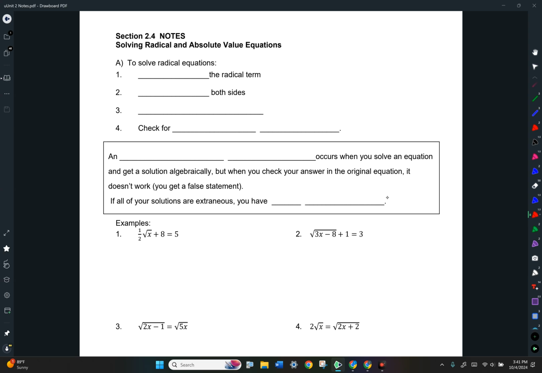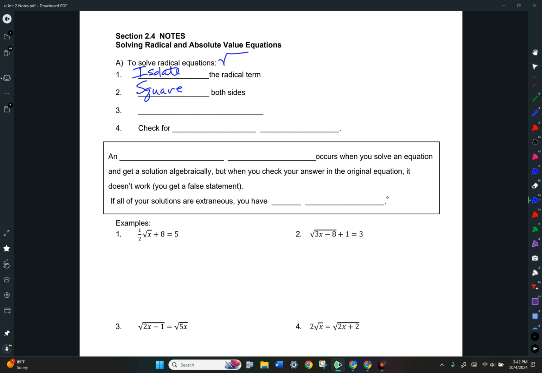This is section 2.4 in pre-calculus. We're talking about solving radical equations and also absolute value equations. So in general, to solve a radical equation, and keep in mind, a radical equation is one that has a square root symbol, first you want to isolate the radical term, meaning get that square root by itself, so that you can square both sides.